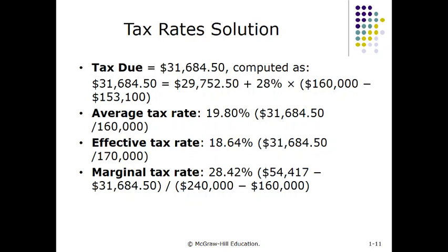Going to the marginal tax rate, notice that they've moved into a higher bracket, and so a portion of that additional $80,000 moves them into a higher bracket, which causes their marginal tax rate to be 28.42, so it's somewhere between 28% tax bracket and the higher tax bracket that they went into because of the additional income.